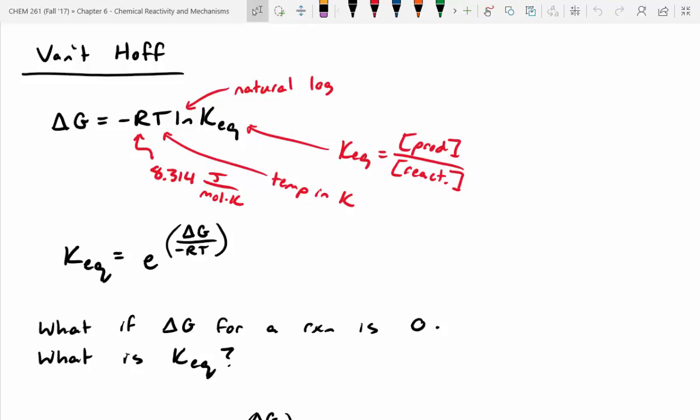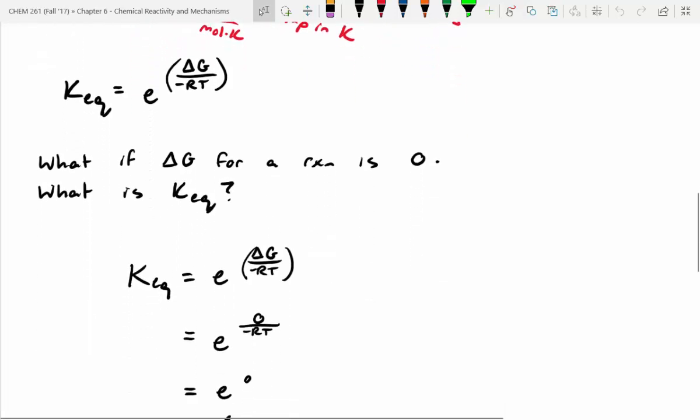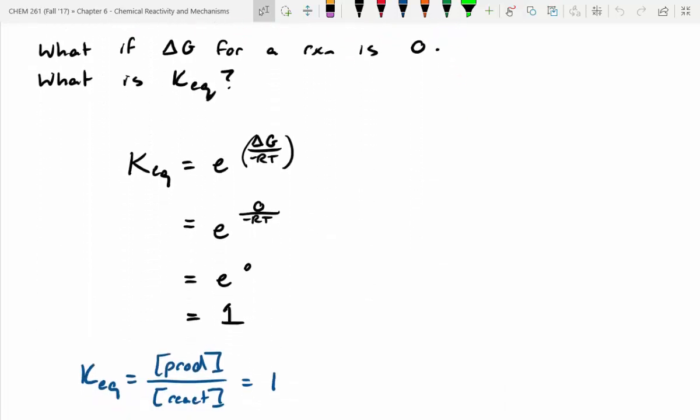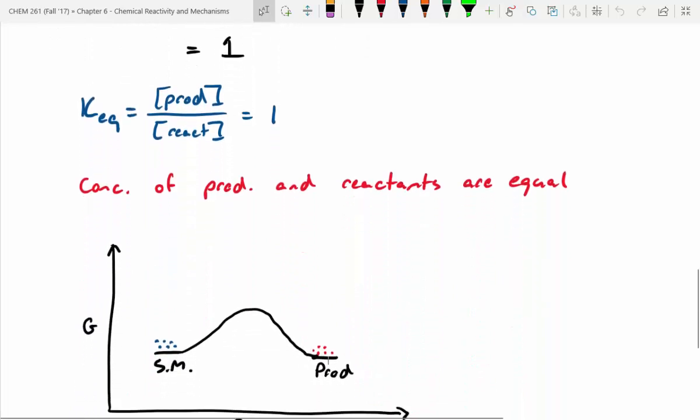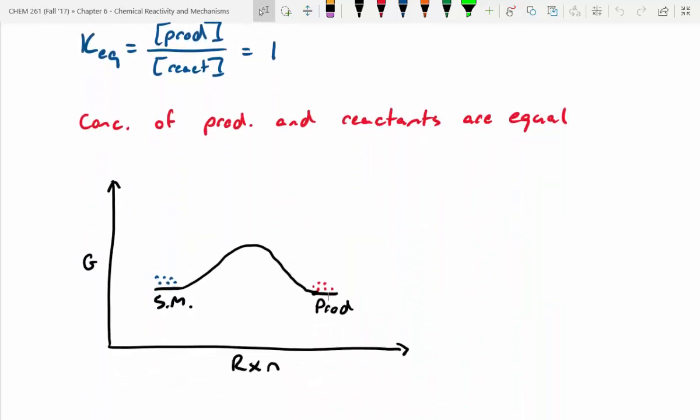Okay, so yesterday we finished up talking about the Van't Hoff equation, which relates Gibbs free energy change to equilibrium constants, and we looked at an example here. We said, what if delta G for a reaction is 0? What is Keq? We can plug that into the Van't Hoff equation, and we said that that equals 1, which means the ratio of products to reactants is going to be equal. So if we think about this reaction coordinate diagram, it's an equal hump. If you let this run over time, it doesn't really have a preference for the starting material side or product side, so it's going to evenly distribute between both of those.